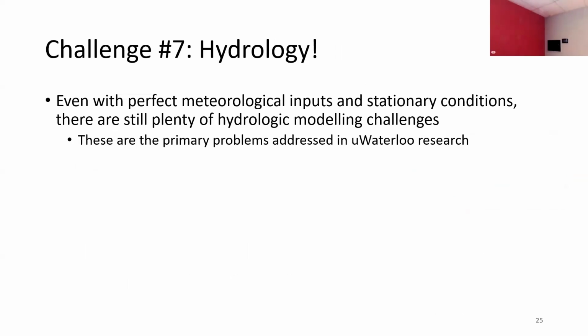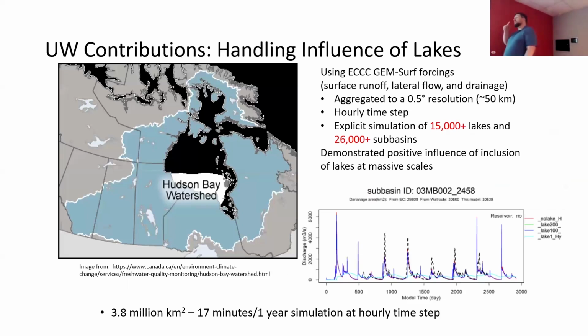And then I'm going to get to a key challenge, and this is most of the problems that we face at the University of Waterloo, is trying to solve hydrologic modeling problems in general, not necessarily specific to climate analysis, is that even if we had perfect meteorological inputs, which we never have in the past or in the future, stationary conditions, there's still a lot of modeling challenges we have to address. So one of the things that we've addressed at Waterloo is handling the influence of lakes. And this surprisingly has not really been regarded very much in hydrologic modeling, but it's super important.